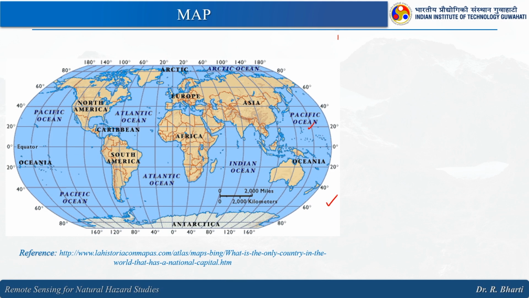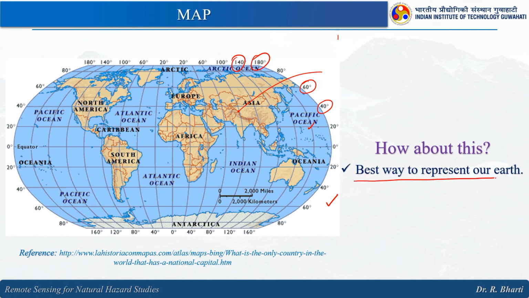So, here obviously you will say that this is a better representation of Earth, right, where the boundaries are properly mapped, and all these positions, the latitude, longitude can be identified because you have the location values, right. So, this is the best way to represent our Earth. When we have the latitude, longitude or the location information, that is the best way to represent our Earth.